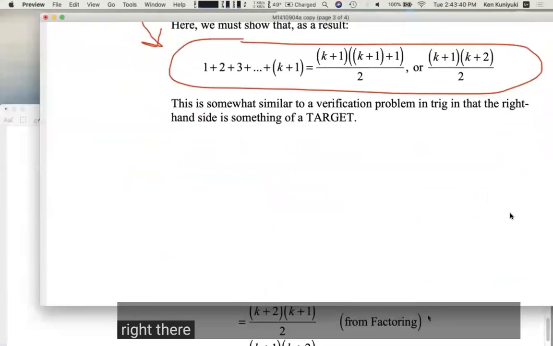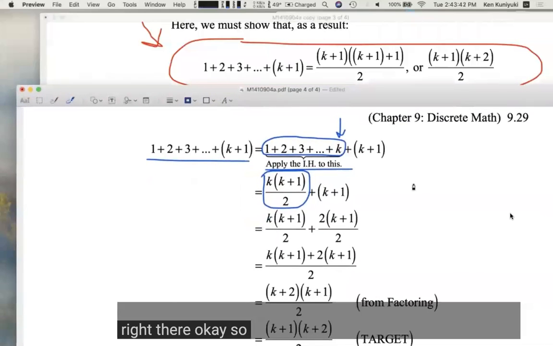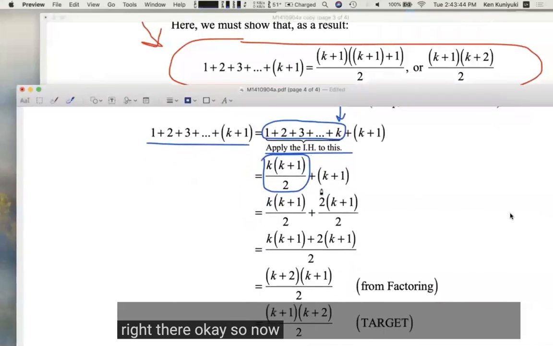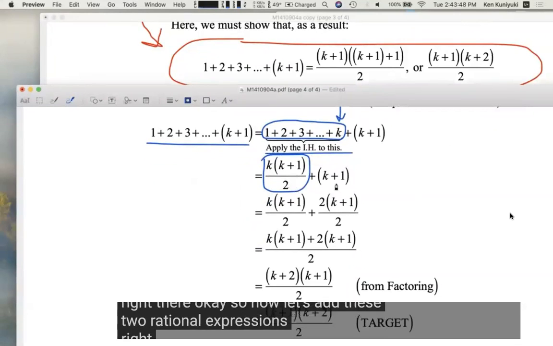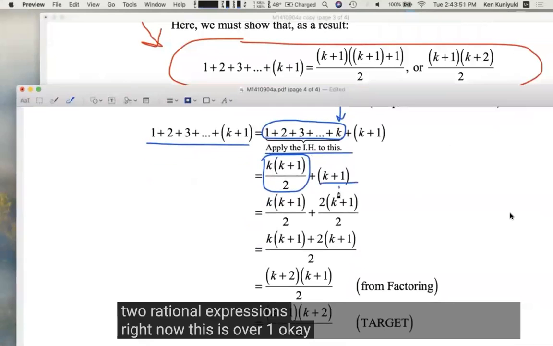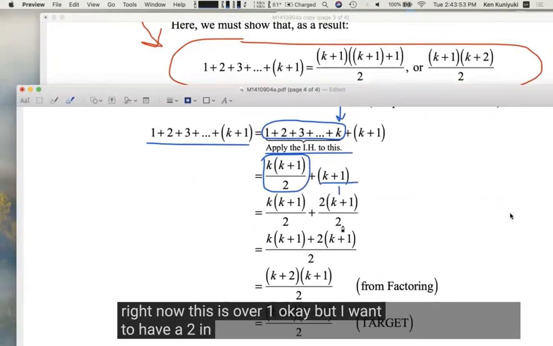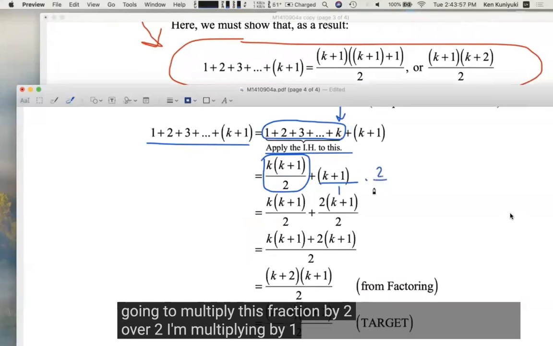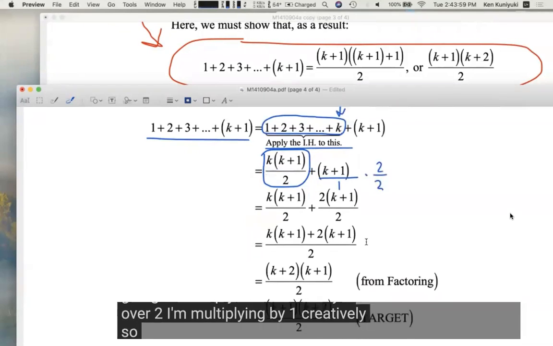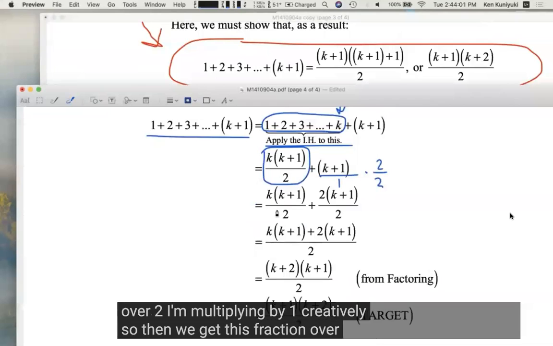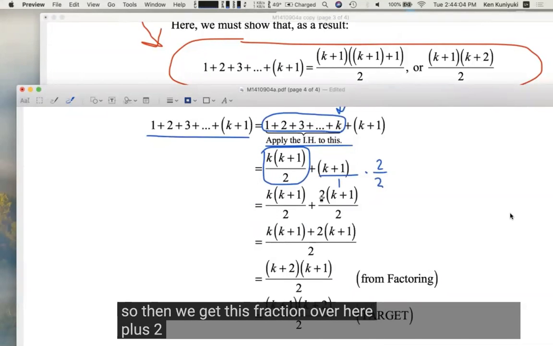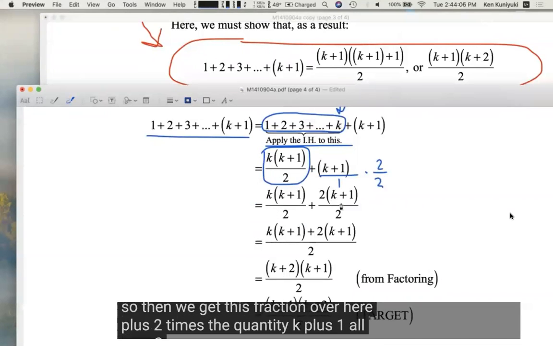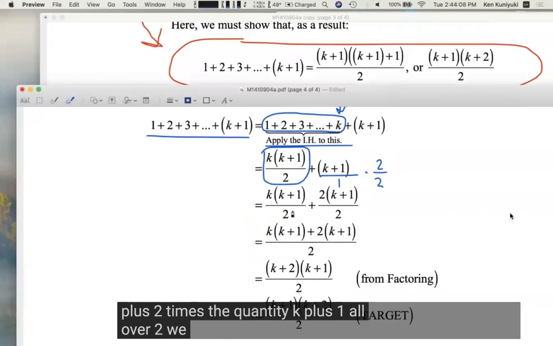Right there. Okay, so now let's add these two rational expressions. Right now this is over 1, okay? But I want to have a 2 in the denominator, so I'm going to multiply this fraction by 2 over 2. I'm multiplying by 1 creatively. So then we get this fraction over here plus 2 times the quantity k plus 1 all over 2. We now have a common denominator.